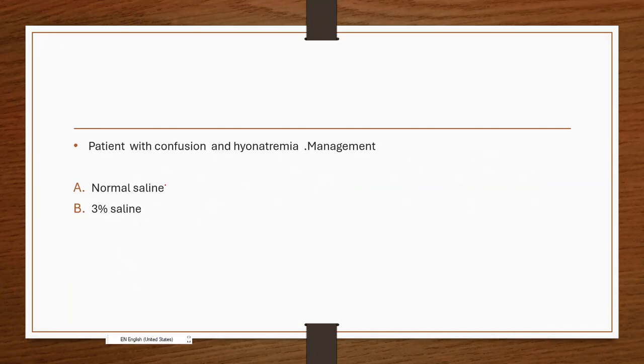Next question. Patient with confusion and hyponatremia, what is the management? A, normal saline. B, 3% saline. Now it is lacking another management. Take answer C as nothing. You are not going to do anything here. Just for the sake of discussion, I am adding this, because you will not always get all the answers correct. Sometimes there won't be a correct answer. So I'm adding this answer C as nothing. You're going to give normal saline, you're going to give 3% saline, or you're not going to do anything.